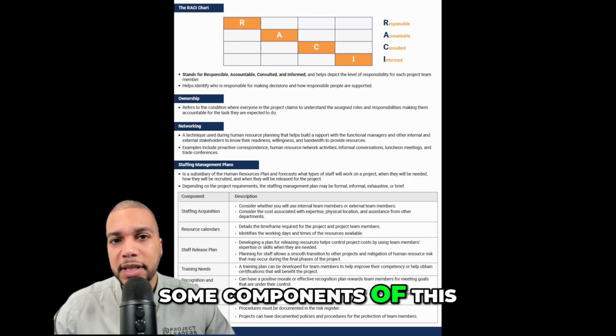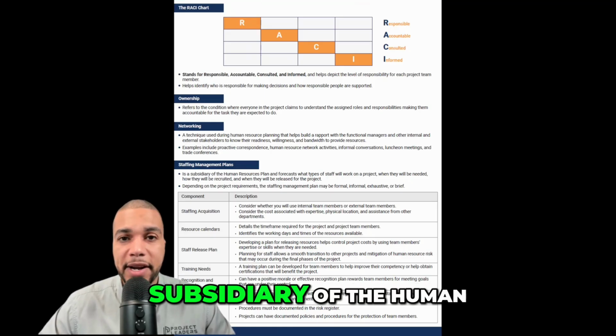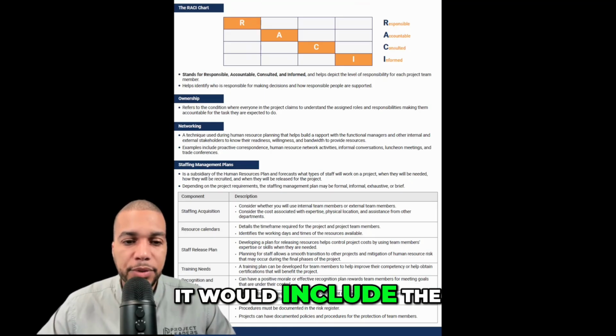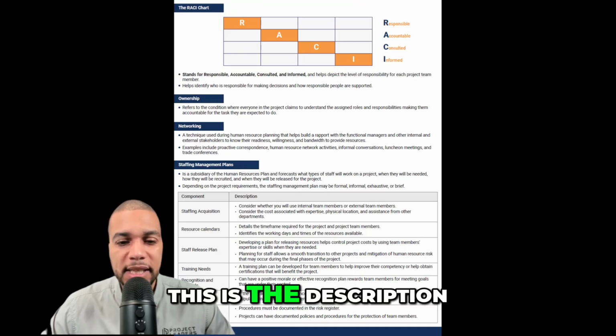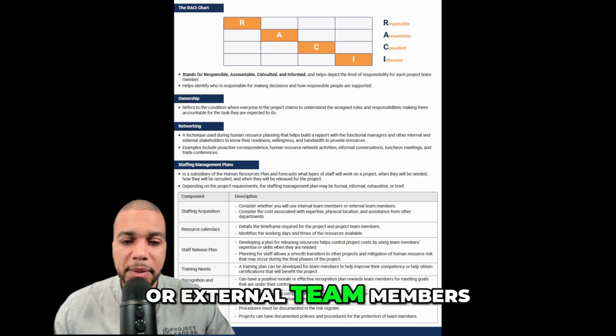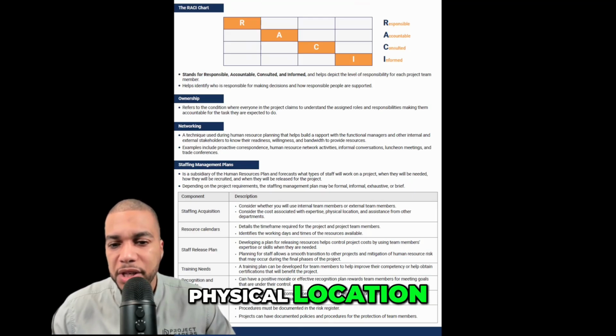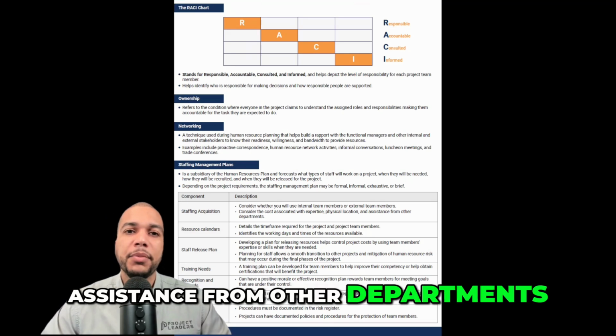Some components of this, and we're going to discuss this. This is a subsidiary of the human resource plan. It would include the staffing acquisition. This is the description of whether you're going to use internal team members or external team members. And you're going to consider the costs associated with the expertise, physical location, assistance from other departments.